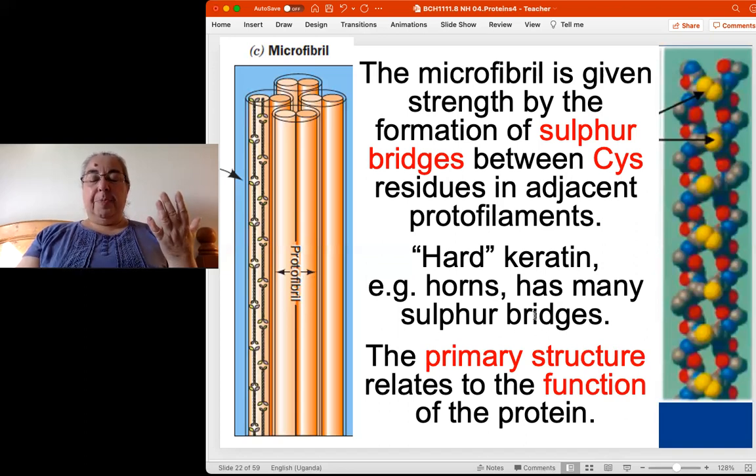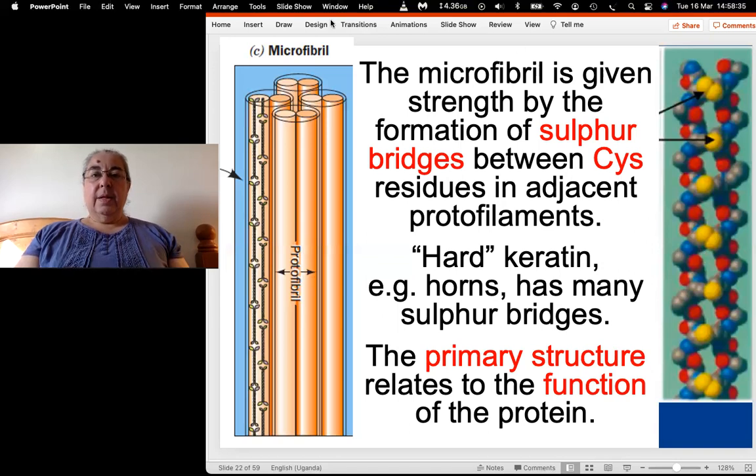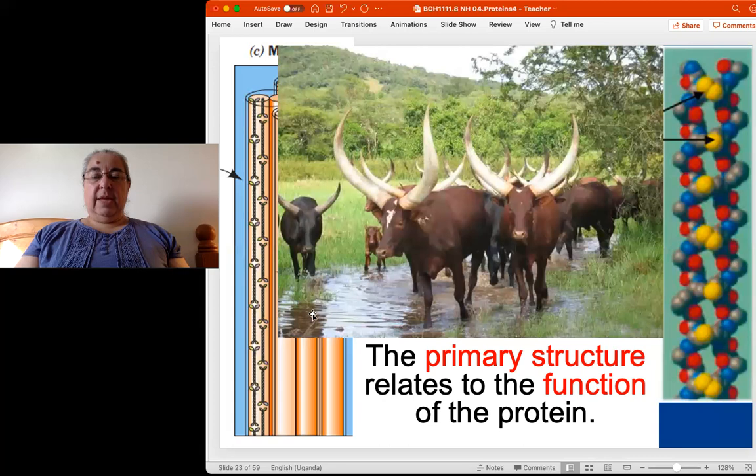But the primary structure, the particular amino acids that are present, allows the protein to carry out its correct function. Okay, so the primary structure of the keratin relates to the function of the protein, making it hard. So next time you're out walking along the road, perhaps, and you see one of these animals with these magnificent horns, I want you to look at it and think, wow, what a lot of sulfur bridges. Okay, will you remember that? When you think of hard keratin, think of sulfur bridges and think of cattle horn.